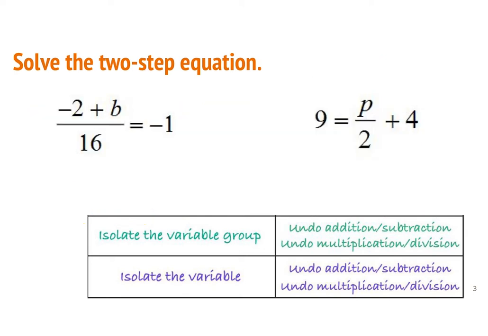Now these look a little more advanced because there are big fractions. So remember I said SAD-MEG. G represents grouping. Well, everything inside a fraction is grouped together. So this negative 2 plus b is a giant grouping symbol. So that means it has to go last because it's the last letter inside MEG. So that means that the 16 has to go away first.